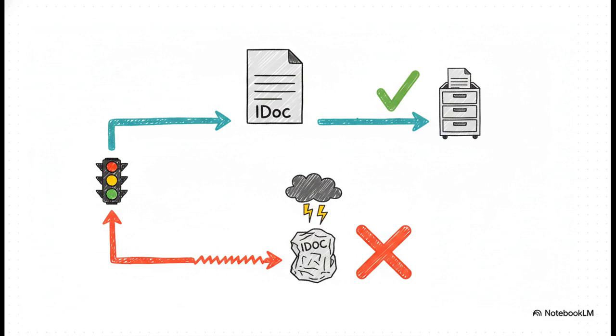But status 51? That's the red light. That's the one that gives everyone a headache. It means the IDOC arrived, but something inside it was just wrong. Maybe a bad part number, a customer on hold, and because of that, no order was created.